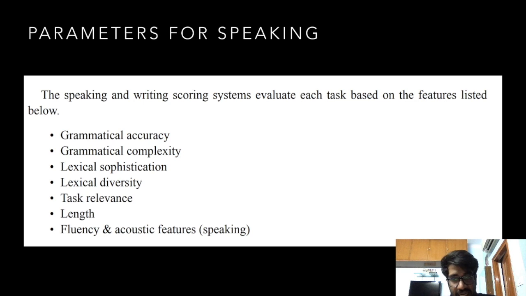Lexical sophistication means that you use good vocabulary, as simple as that. Lexical diversity means that you should use a wide range of vocabulary. So try to be topic specific. Whatever the topic is, try to speak words related to that. Task relevance simply means that whatever the question is, address that. Don't start speaking about anything. Be relevant to the question, address the question.